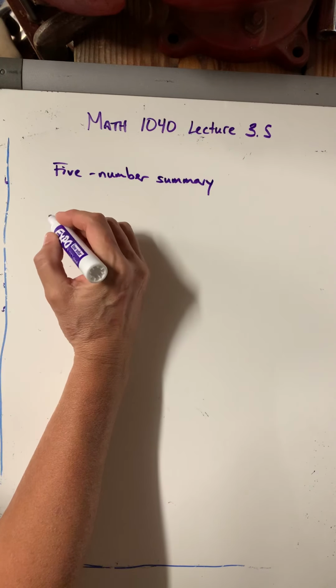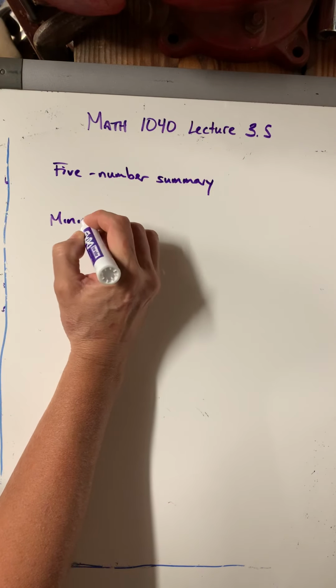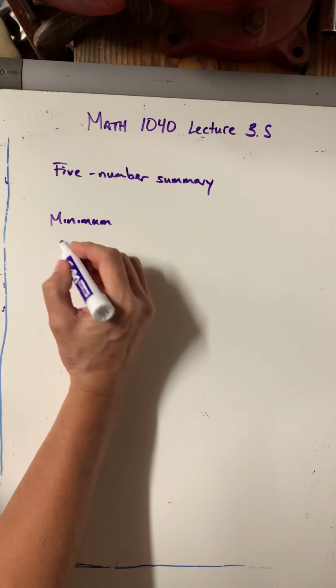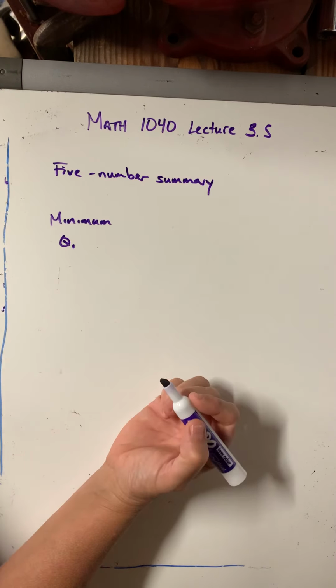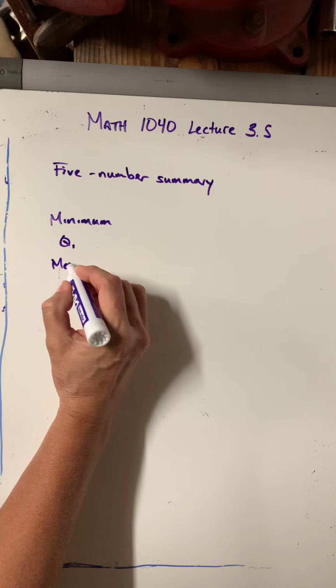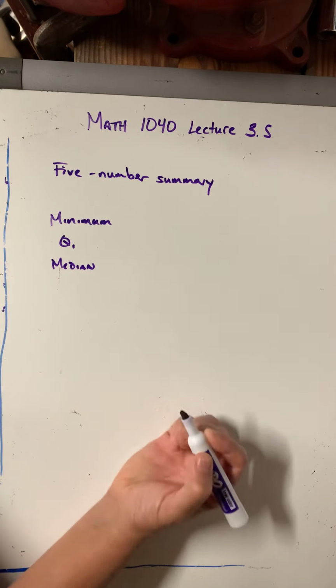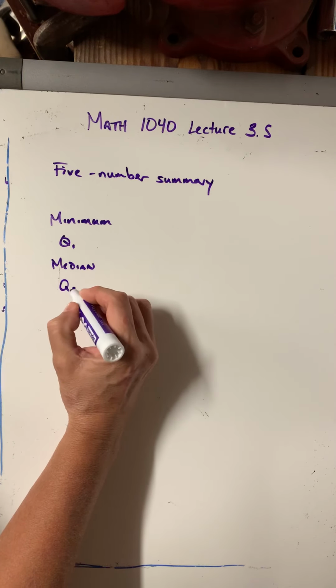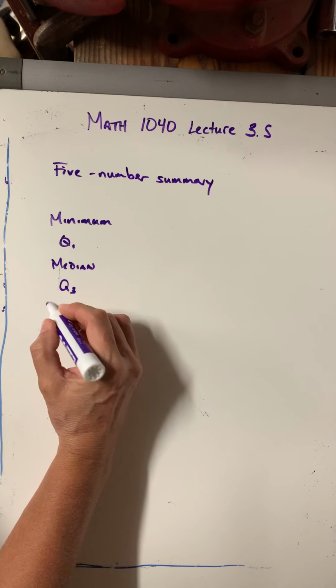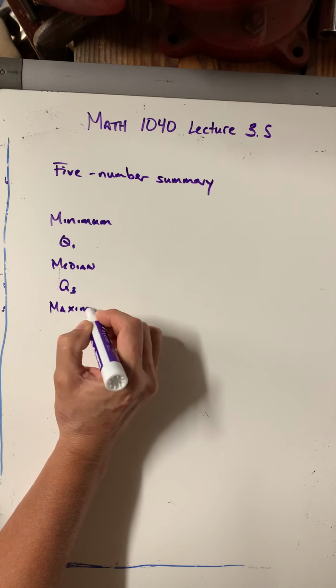So the first number is the minimum. The second one is the first quartile. The third is the median, which is the same thing as the second quartile. The fourth is the third quartile, and the last is the maximum.